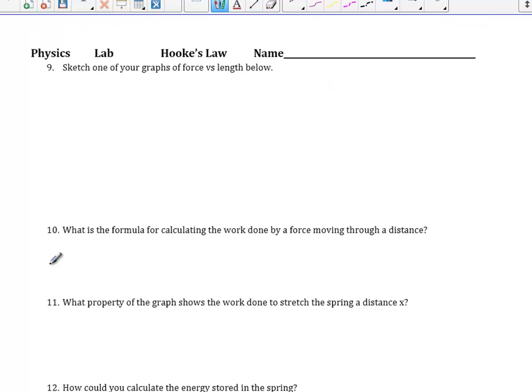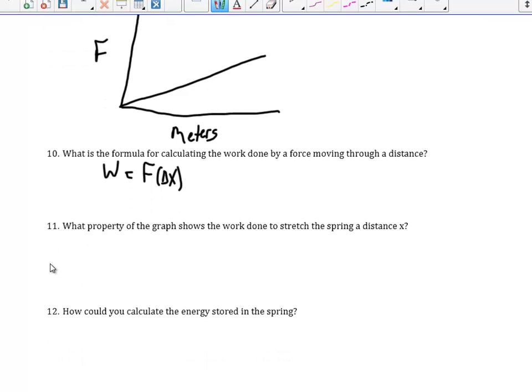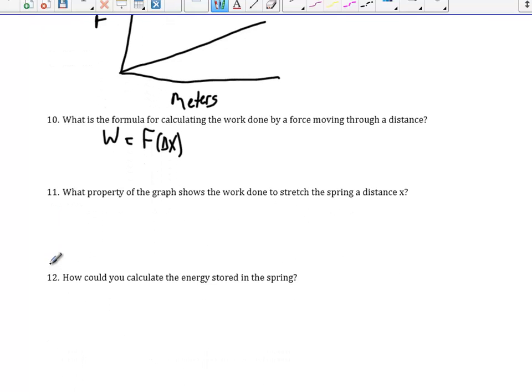Now, this is where we get into, so what's up with Hooke's law? You had this graph, and down here you have meters, and over here you have force, and your line goes like that. It says, what is the formula for calculating the work done by a force moving through a distance? Well, work is equal to force times distance times the cosine of the angle between them. But since you were moving the force probe in the same direction as the motion, that angle is 0. So I'm going to leave it off for now.